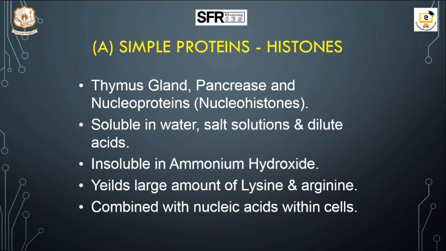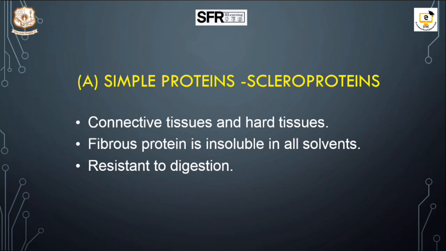When histones are subjected to hydrolysis, they yield lysine and arginine, but in the human body they are combined with nucleic acid within the cell. Next one is scleroprotein. It is also a simple protein, and it is present in the human body in connective tissues and heart tissues. It has a fibrous structure. It is insoluble in solvents and resistant to digestion. Scleroproteins cannot be digested by the digestive enzymes.